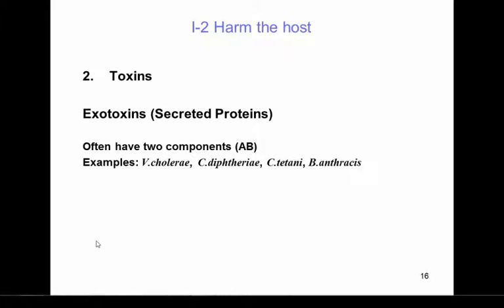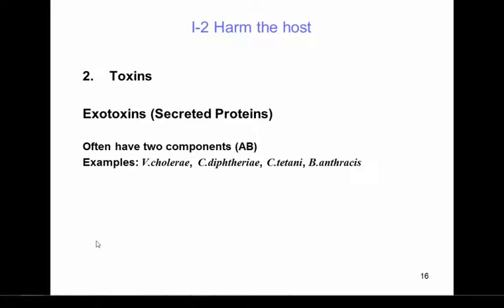Next one is to produce toxins. And there are two types of toxins. It often comes up in exam questions, so you really must memorize this. Exotoxins and endotoxins, what are they? What are the differences? So exotoxins are secreted proteins. There are different families of exotoxins. One of the frequent ones are the AB toxins. They have two components. B is for binding to the host cell, and A is for enzymatic activity.